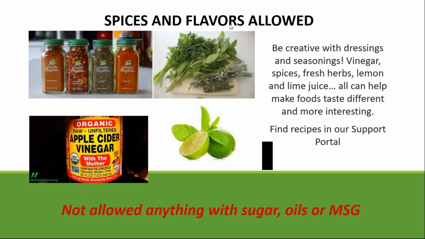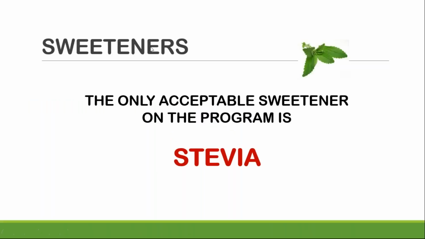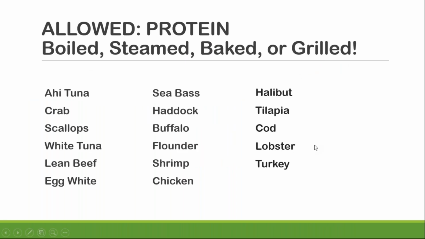For your spices and flavors, you can use any kind of dried or fresh herbs. Just make sure there's no MSG, no sodium, no oils in them. Any vinegar except for balsamic is okay. Definitely utilize these so that you have a little bit more variety and flavor. The only kind of sweetener you can use on this program is stevia. Please no other kind of sweeteners, because that will in fact also slow down the weight loss.